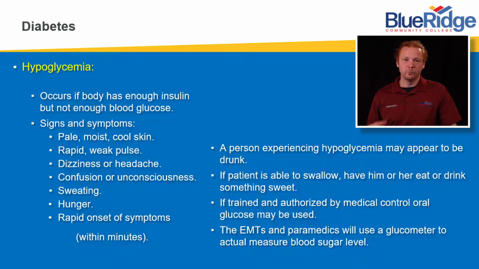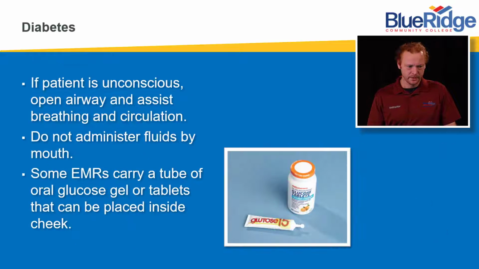But remember, once that occurs, that patient does need to eat something substantial, something high in carbohydrates and have some good fats in it as well. EMTs and paramedics will use a glucometer to actually measure the blood sugar level. Never try to introduce anything orally to a patient who is unresponsive and cannot swallow themselves. If the patient is unconscious, open the airway and assist breathing and circulation. Do not administer fluids or foods by mouth.